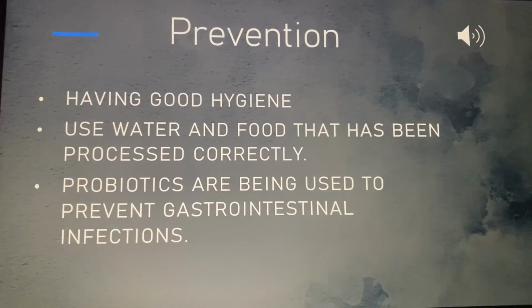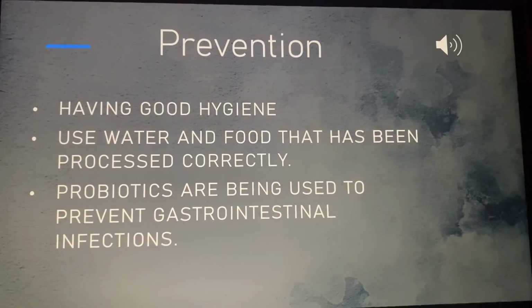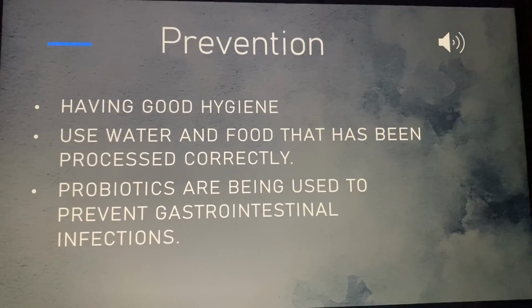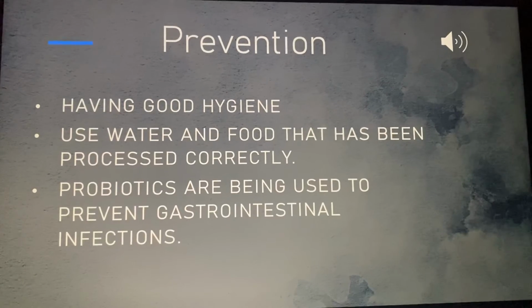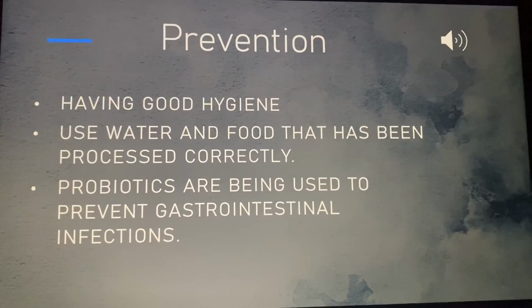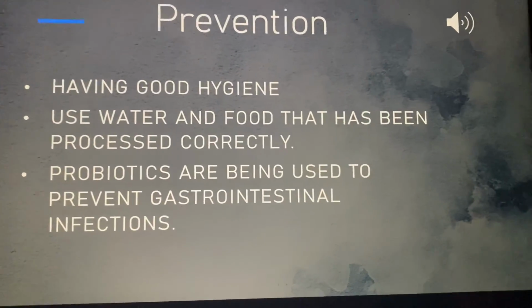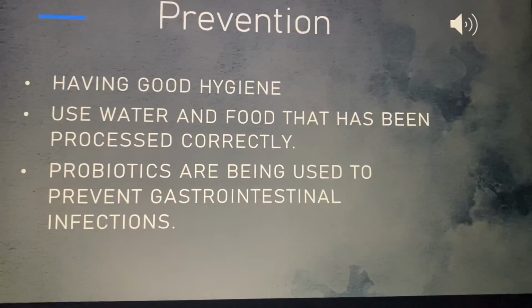Some ways to prevent H. pylori are by having good hygiene and by using water and food that has been processed correctly. Also, it is believed that probiotics are being used to prevent gastrointestinal infections.